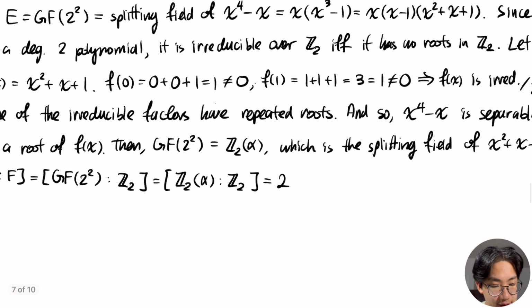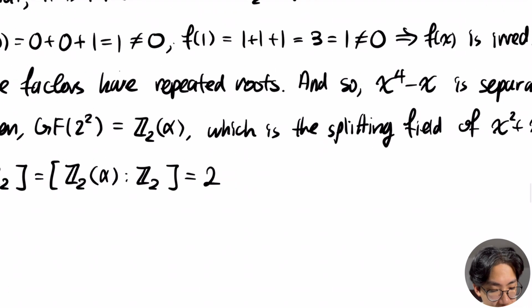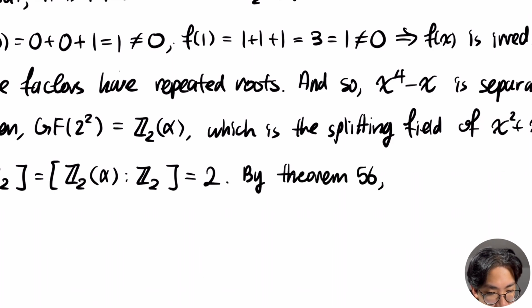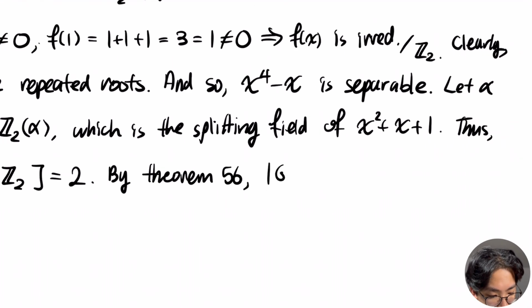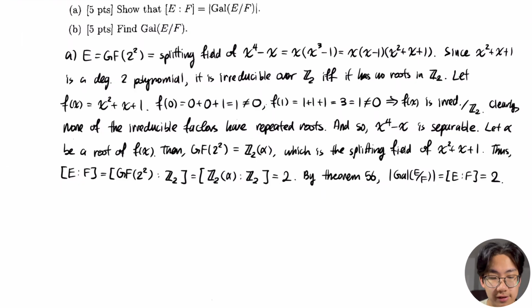And theorem 56 allows us to conclude exactly what we want over here, and that the degree of the field extension is just equal to the size of the Galois group. So by theorem 56, the order of the Galois group of E over F is just equal to the degree of E over F, which in this case, again, we saw it was just equal to 2. That's all we need for part A. So let's take a look at part B.